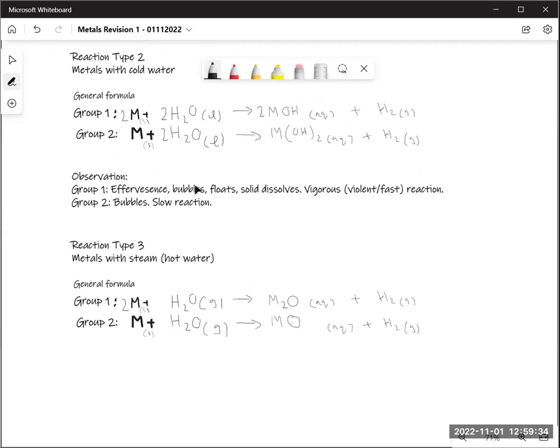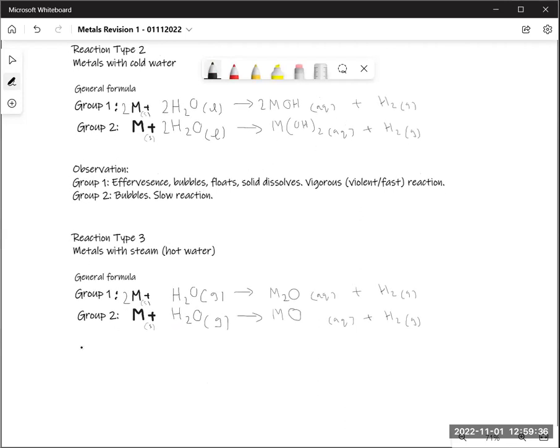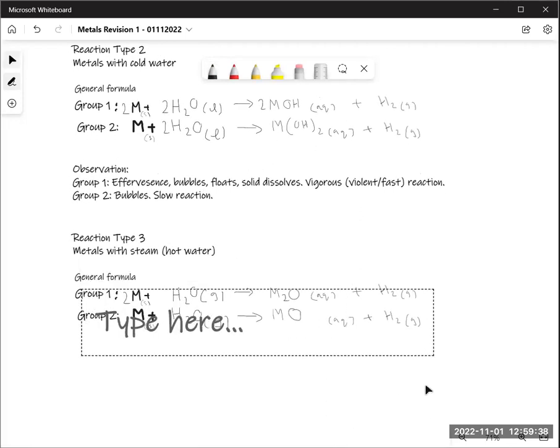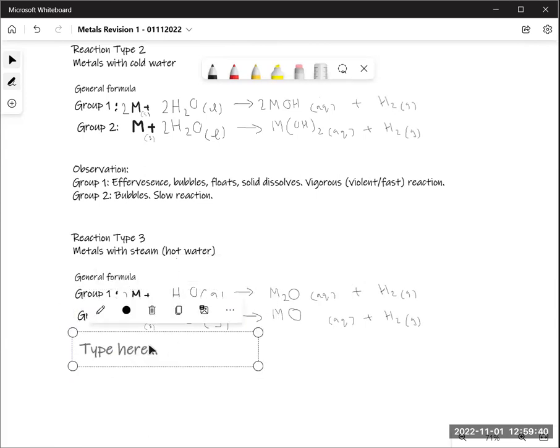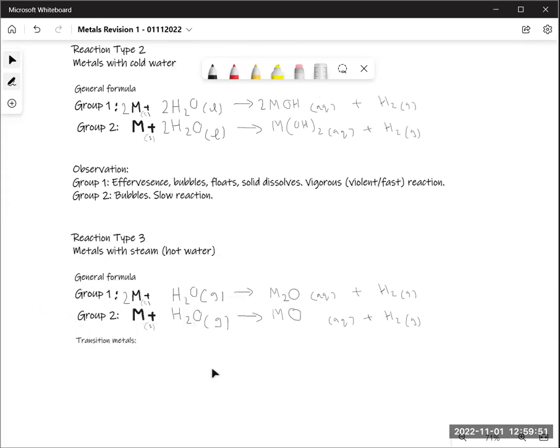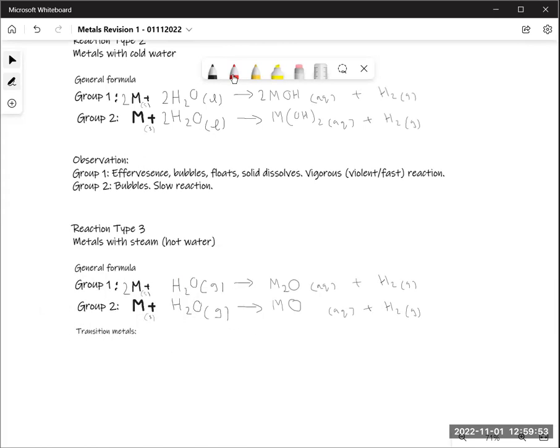Now, I haven't given you transition metals in these, but we won't look at that in cold water, but we do look at that in steam. Let's look at transition metals. For them, the reaction is a bit different. Let's look at iron first, Fe3+.